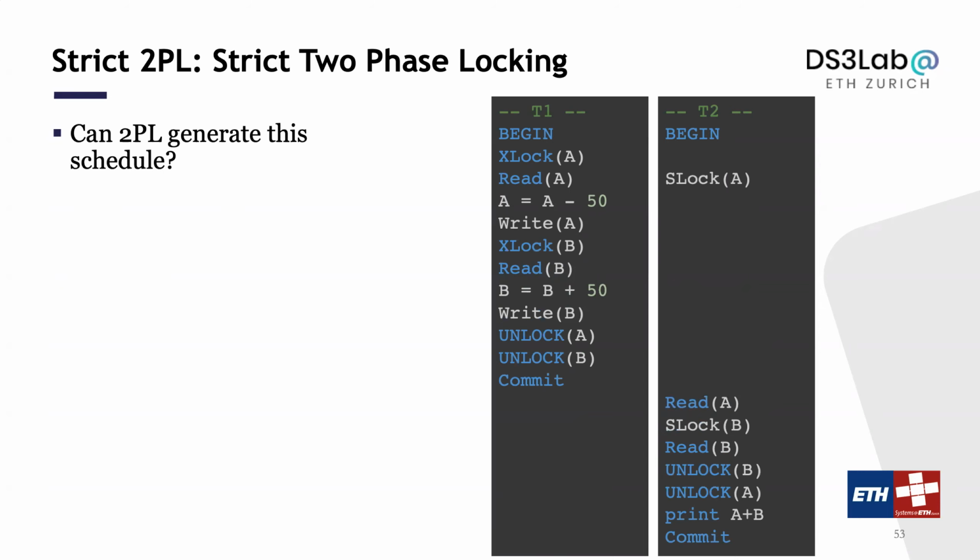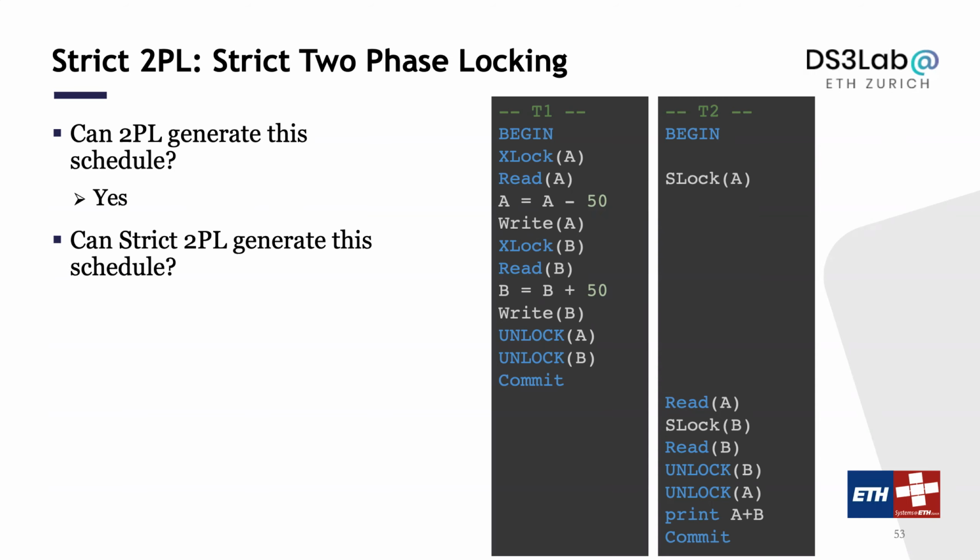So let's read this. Here T1 is going to acquire a lock, do something, acquire another lock, do something, release lock, commit. So there's a growing and a shrinking phase. Before this point it is acquire lock, after this it's release lock. Let's look at T2. It acquires a lock, waits a while, acquires another lock, unlocks it, does something, commits. So there's the growing, there's the shrinking, for both transactions. So this is actually allowed by two-phase locking.